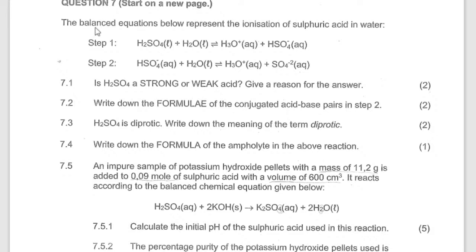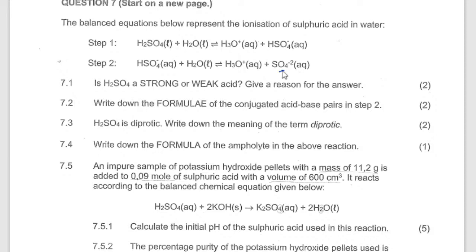They're saying that the balanced equation below represents the ionization of sulfuric acid. Step 1, yes. Then step 2, sulfuric acid gives you this hydrogen ion and the hydrogen sulfate, and then the hydrogen sulfate should give hydrogen ions and then sulfate ions. And then, is sulfuric acid a strong or weak acid?